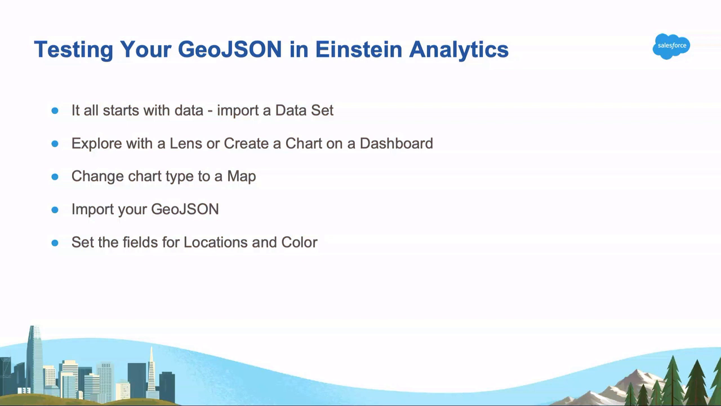So once you have your GeoJSON file, you want to test it in Einstein Analytics. Before you can load into Einstein Analytics, you have to have your data, because it all starts with data. There's no other reason to have a chart in Einstein Analytics unless you have some data that you want to represent. So create your data set, and then you upload your GeoJSON, and you can either explore it with a lens or create a dashboard. We'll set the chart type to map, we'll import our GeoJSON, select the fields that we want to use for the locations and the colors. I'm going to show you all this in a second.